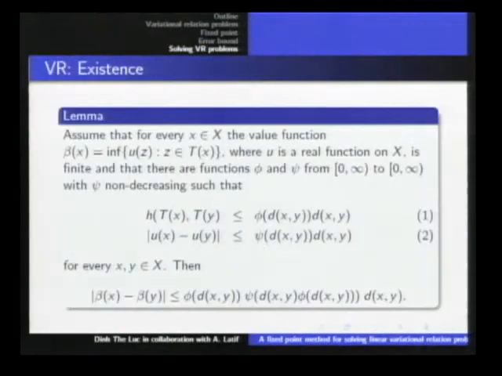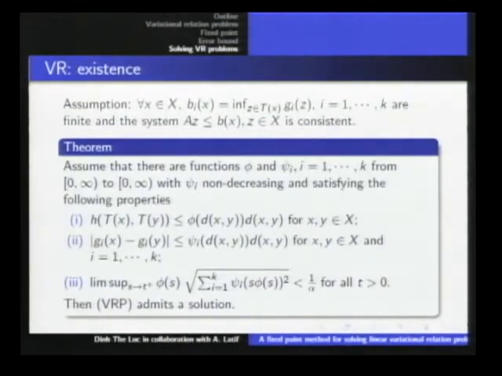Now I give just a small technical lemma on how to estimate the marginal function, the value function, when you have the map T. So in fact, we have this. This is important too. It is a kind of Lipschitz continuity, but it's not a constant coefficient, right? It depends on the distance between X and Y.